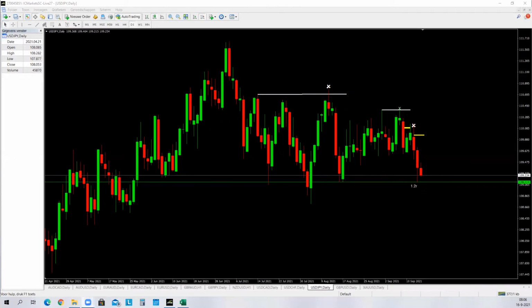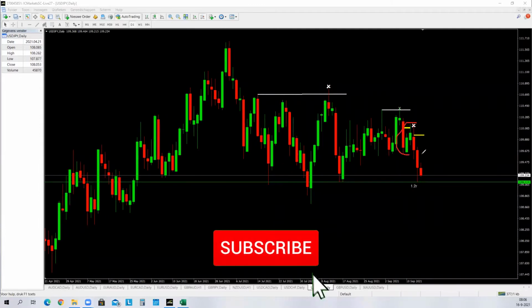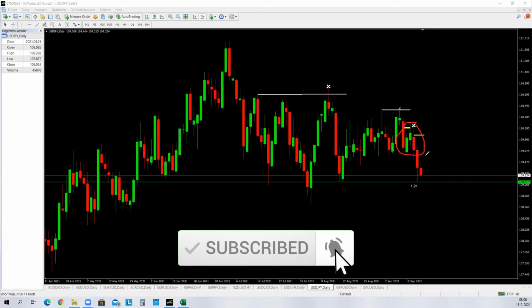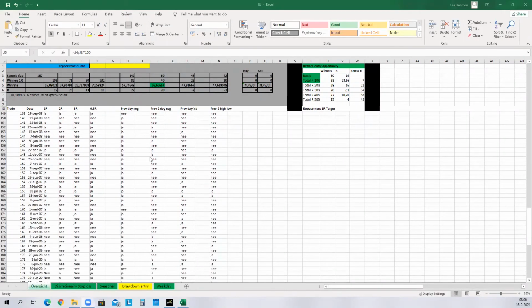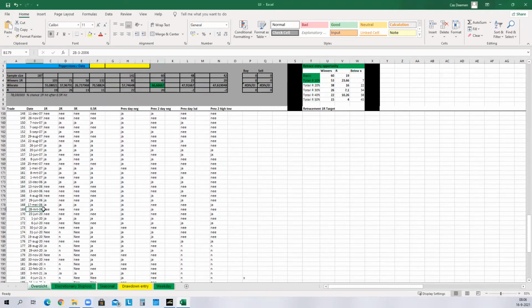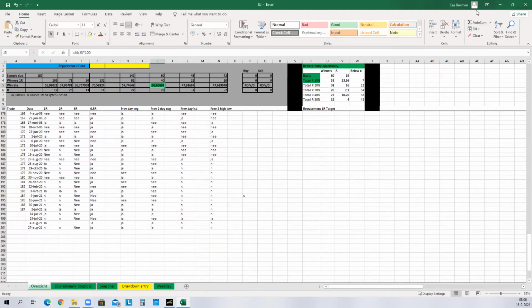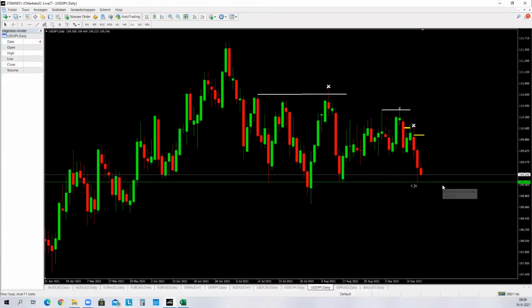I had my mechanical setup here, which happened in this area. Again, I'm not going to give you my mechanical rules, but according to my backtesting that I've done on this particular pair, take a look, went back all the way to 2006, got 187 trades, and it shows me a 66.67% chance of price tagging that low green line before taking out my stop, which I will be showing you right now.